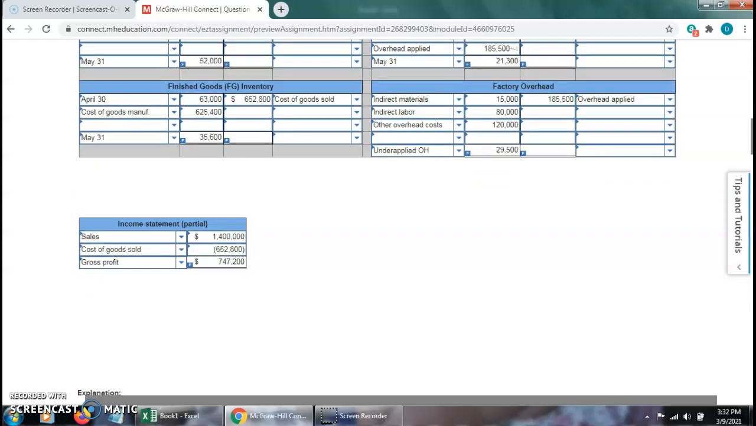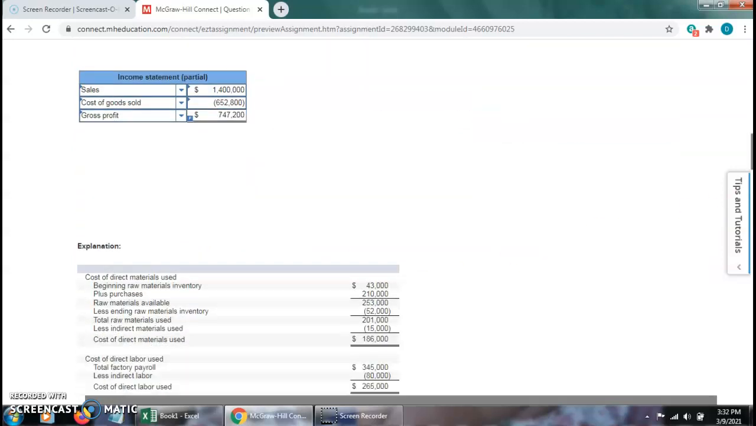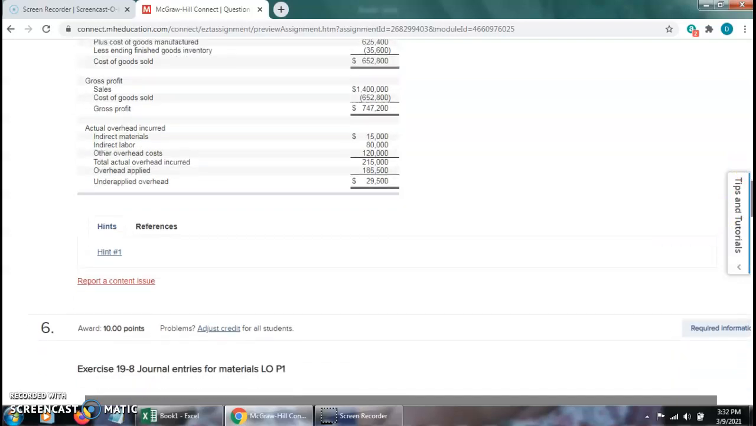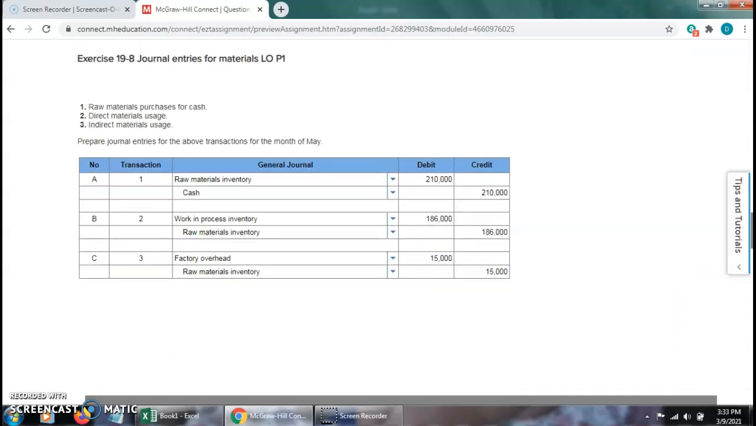Then we can look at our partial income statement. We can take our sales, which is given to us up there, minus our cost of goods sold, which is right here, gives us our gross profit. Okay. Then you can see the explanation, which goes through everything I just talked about, but I'm showing it to you here for the lecture video. Let's take a look at the journal entries.